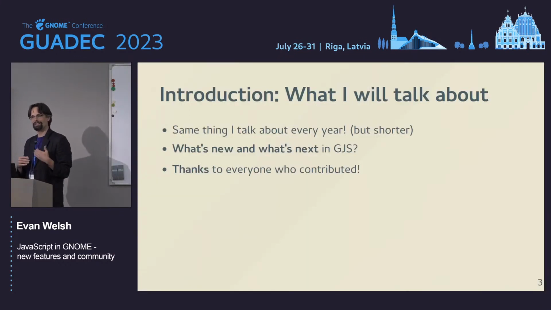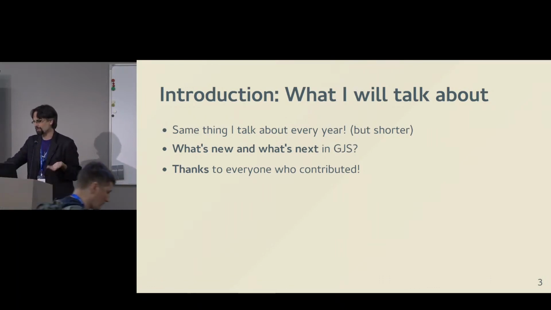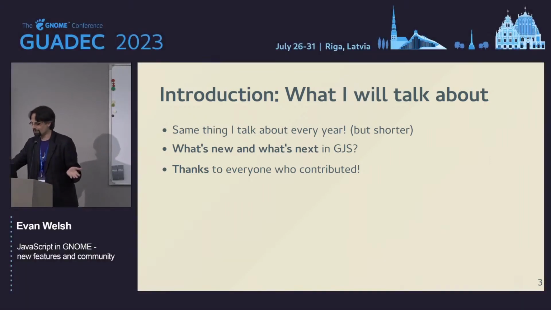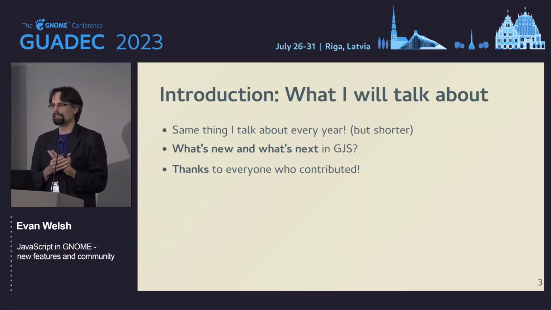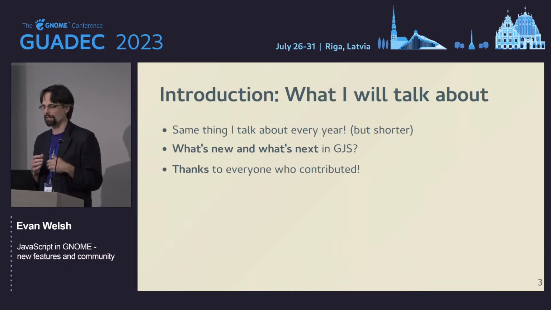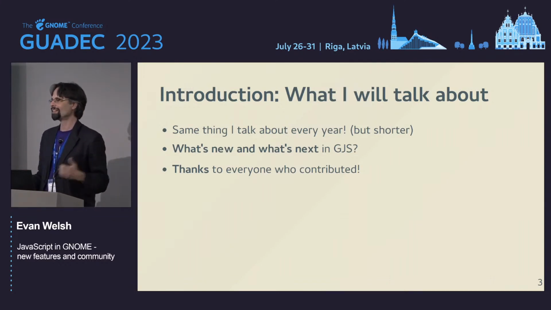This part is going to be kind of similar to the other talks that I've given in previous years. I'll be talking about what's new and what's next. If you've been to this talk before in previous years, you probably know the format. This part is going to be aimed at people who write code for GNOME in JavaScript. That could be inside GNOME shell, it could be apps, it could be shell extensions, it could even be command line scripts, because you can write those with GJS as well.